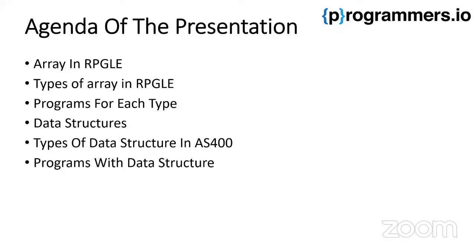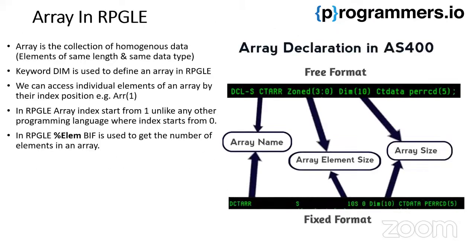So first, the array. Array in RPGLE is a collection of homogeneous data type. It means it is a sequence of data that are of similar type and similar length. To define an array in IBMI, we use the DIM keyword in RPGLE. The DIM keyword specifies that the variable you have defined is an array, and also what the length of that array is.